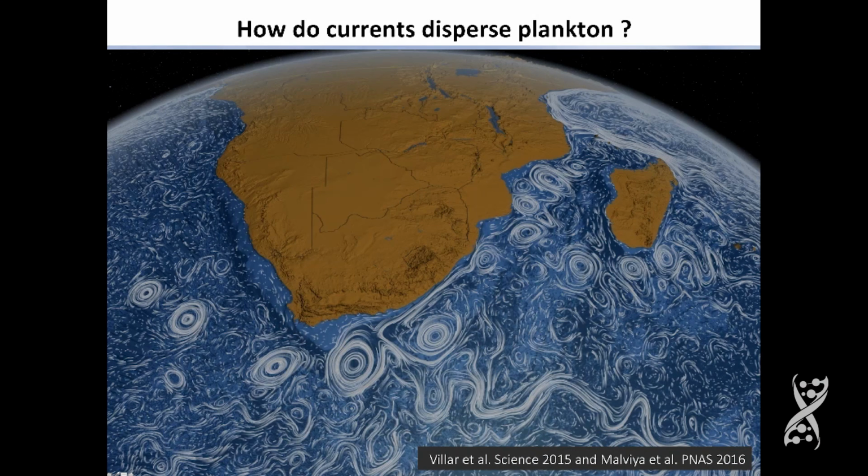Other things that we have done already, and many other things can be done in the future, is to address how currents disperse plankton. We have, again, very detailed information from physical oceanographers about how water moves around in the ocean, the major circulatory patterns. Here you see a map of the base of South Africa, and you see basically the junction between the Indian Ocean and the South Atlantic Ocean. And you can see how dynamic it is with these rings that are sort of budding off from the Indian Ocean as they go out into the South Atlantic Ocean.